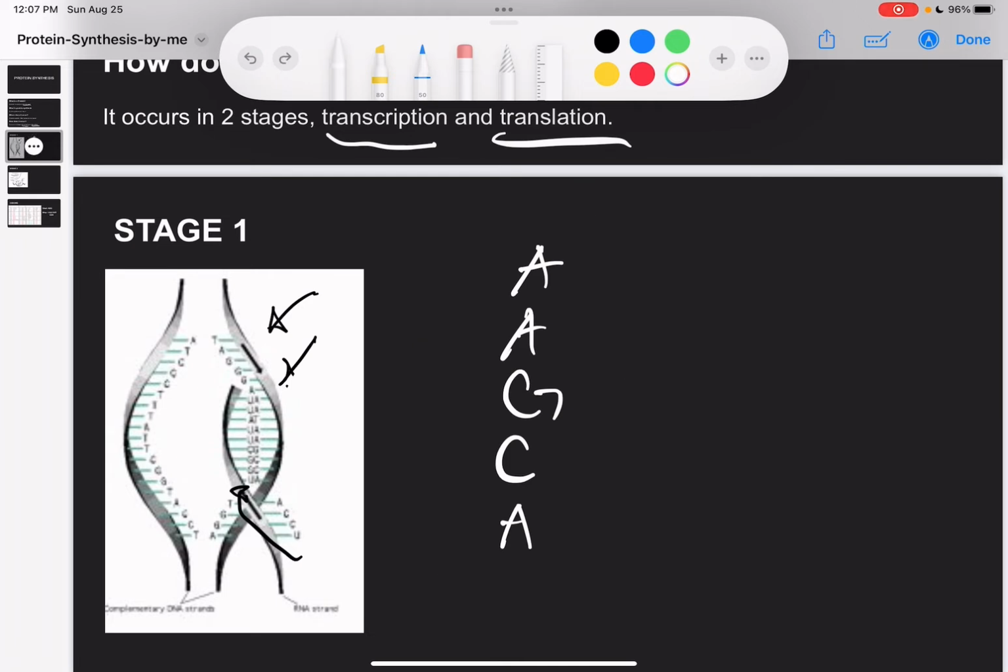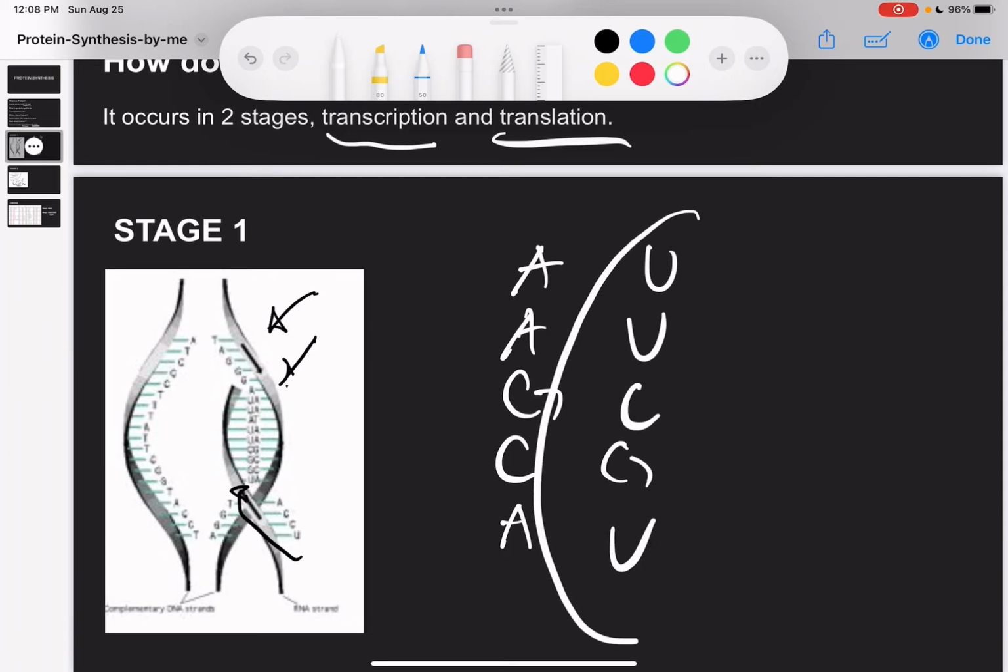Now, what would the opposite of this sequence be? You would think it's thymine, but no. In RNA, thymine is replaced with uracil. So it's uracil. What is the opposite of guanine? Cytosine to guanine, and then uracil. This is now your new mRNA.